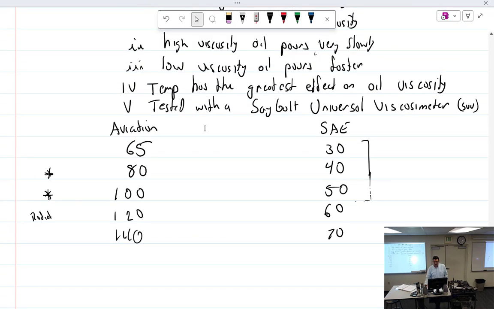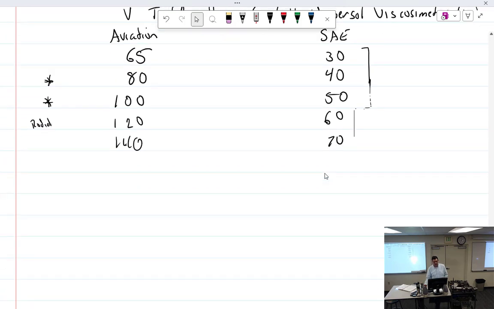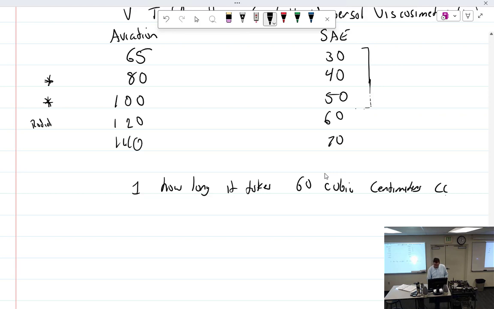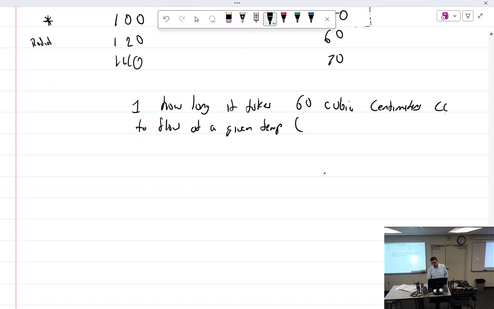All right, so it's tested with a Saybolt Universal Viscometer, or an SUV, and it is based upon how long it takes 60 cubic centimeters, or cc's, if you will, to flow at a given temp. And that given temp, because I know you're going to ask, is 100, 130, and 210 degrees Fahrenheit. So why we're doing cc's in Fahrenheit, I don't know, through an orifice. An orifice is a small hole.